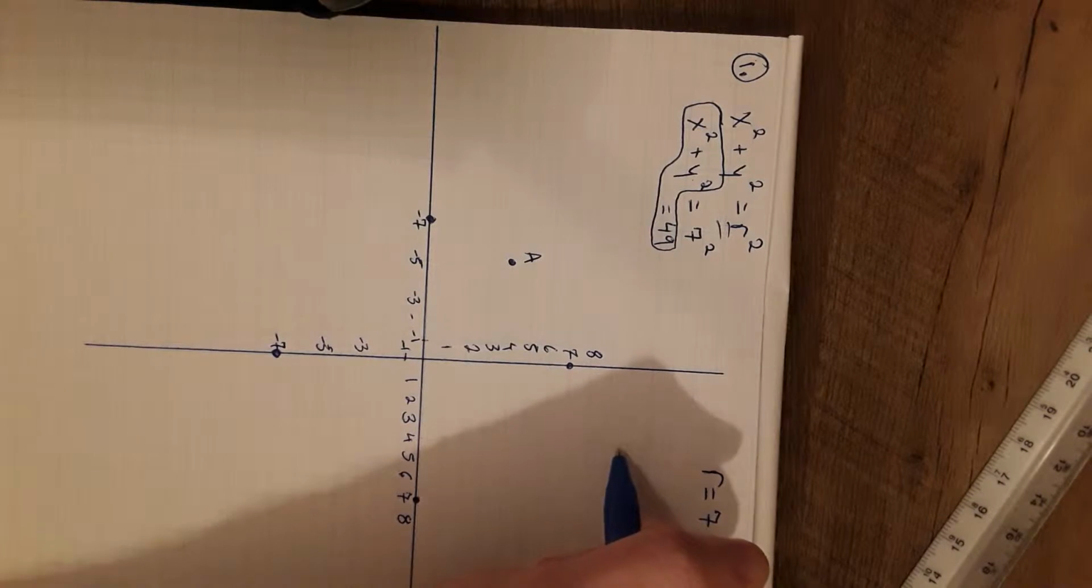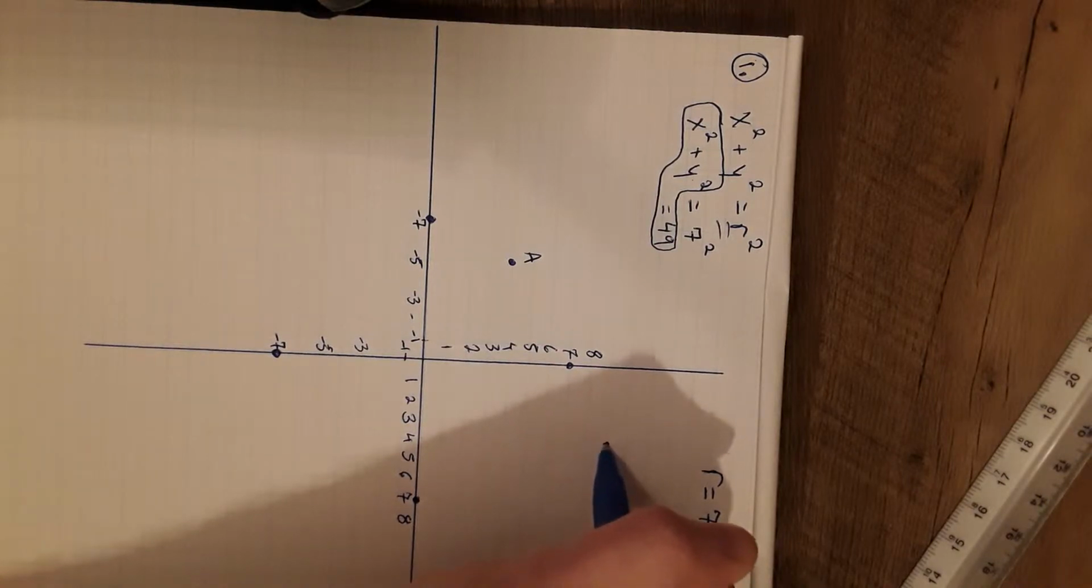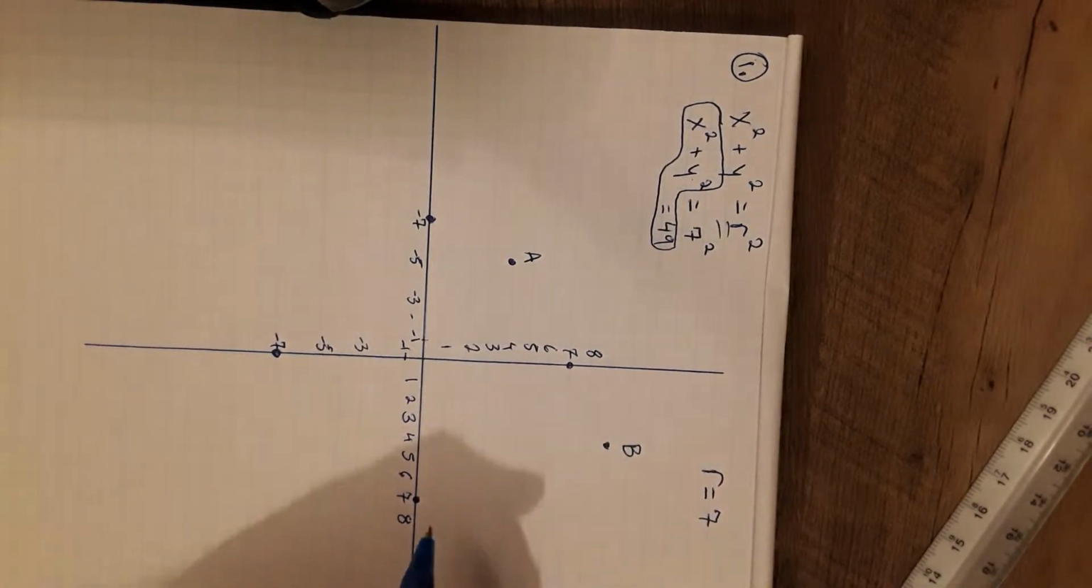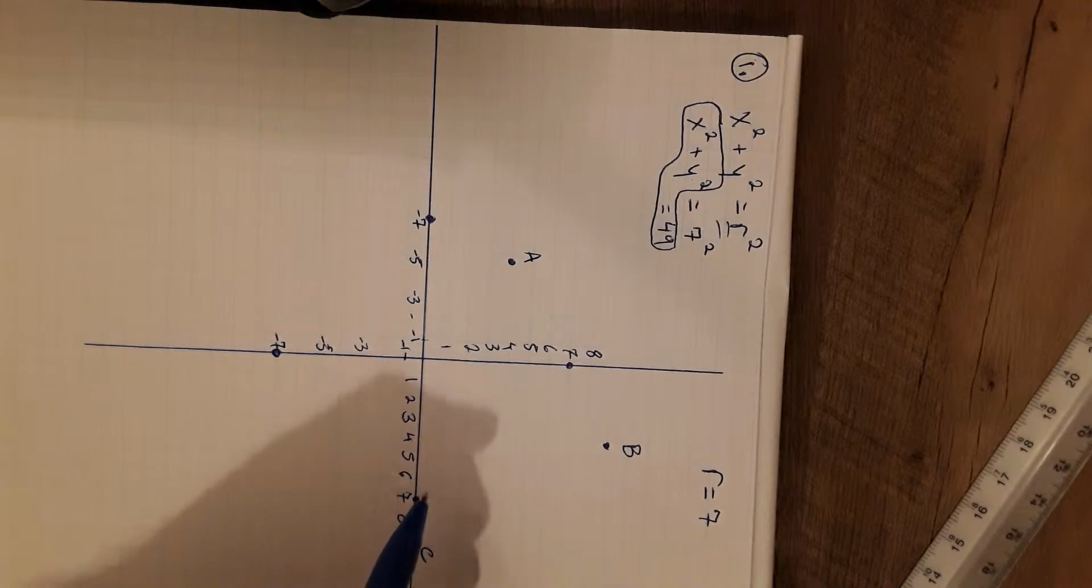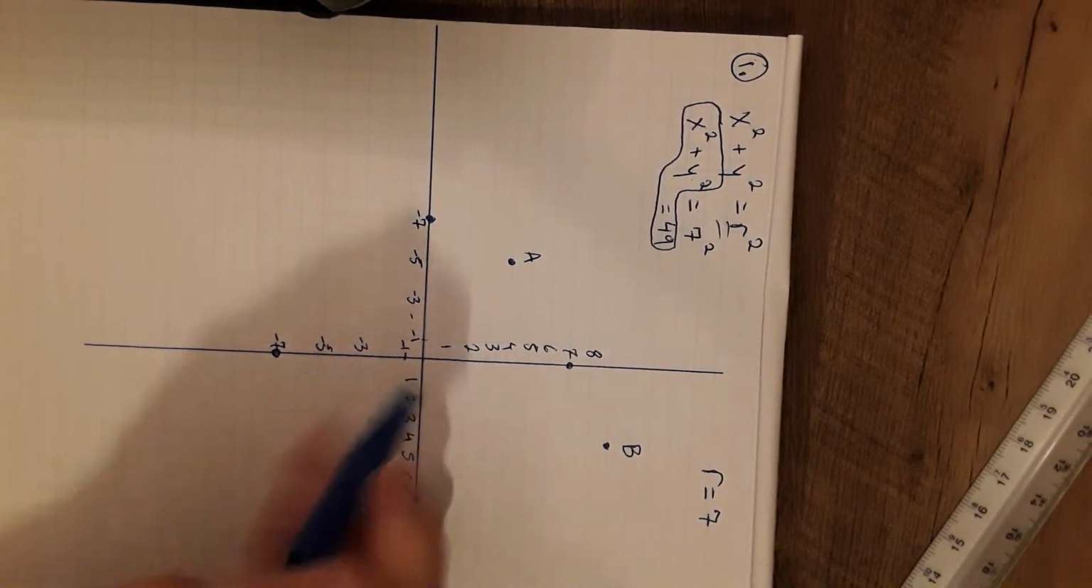B as 4 and 9. You got C as 9 and 0. This is C. And then D as 0 and -5. So 0 and -5.